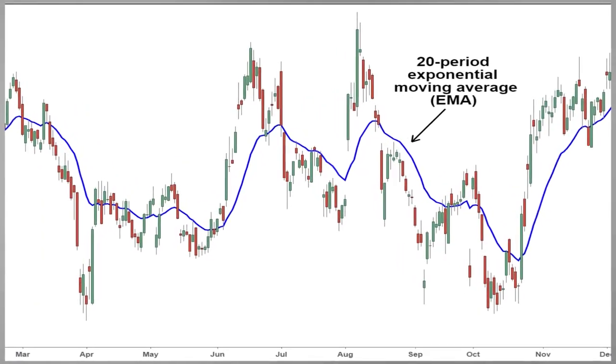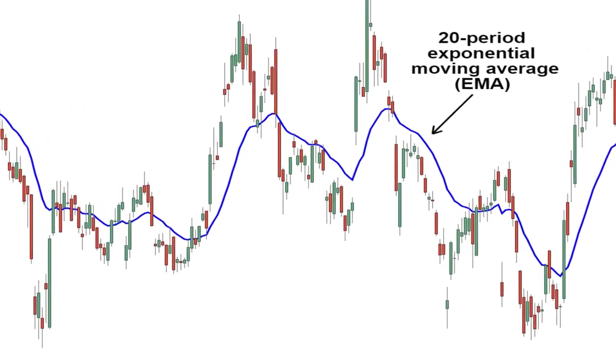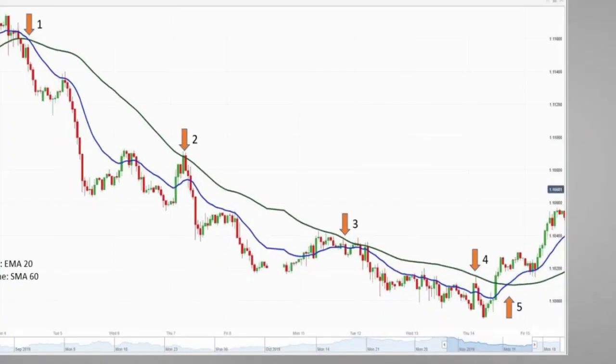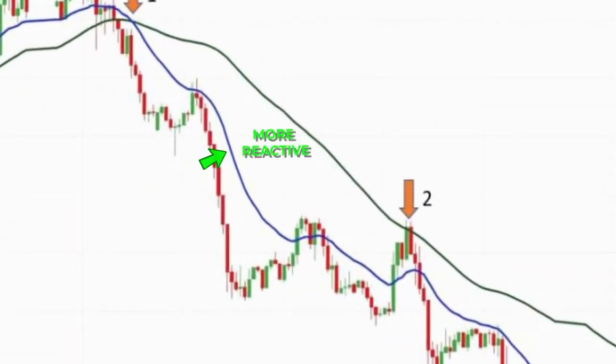Exponential moving averages are calculated with more weight being given to recent price action rather than being equally distributed in the way simple moving averages are calculated. This added weight in the calculation means it is more reactive to changes in price action.